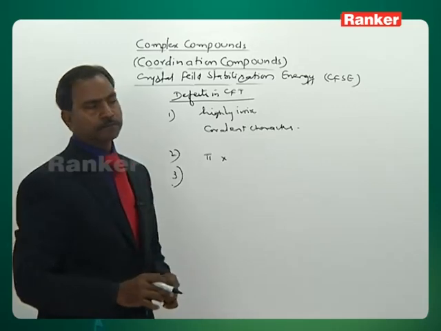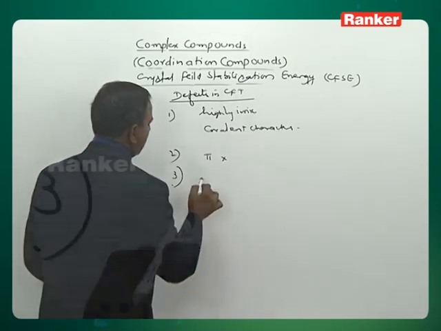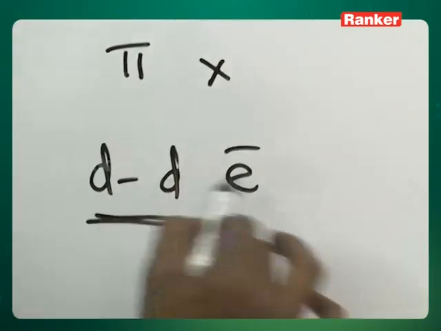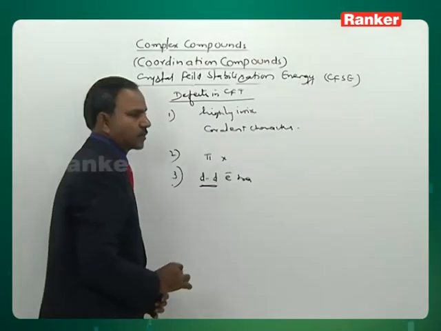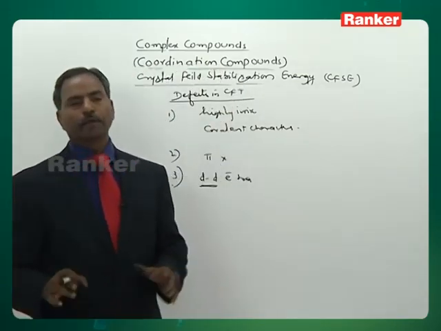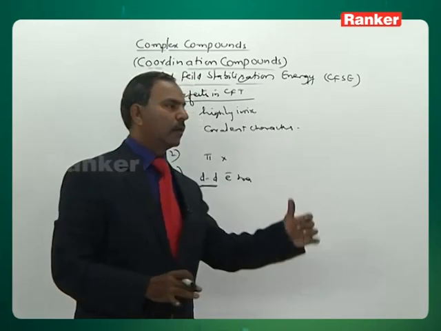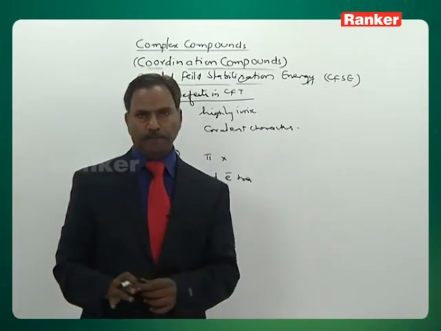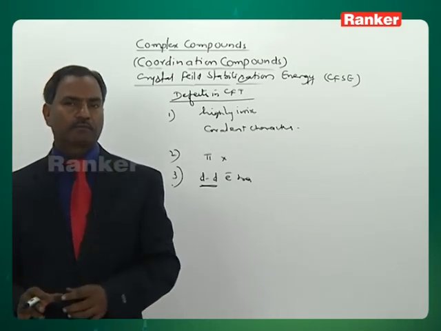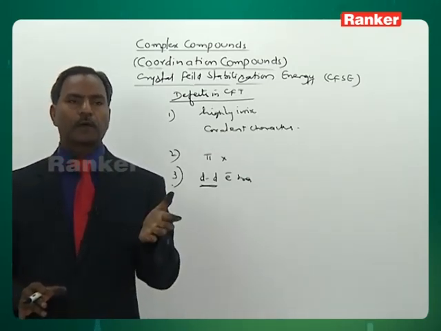Coming to the third, this theory explains color properties according to d to d electronic transitions. Based on d orbital to d orbital electronic transitions only, we can explain the color properties in CFT. But what does that mean? There should be at least one unpaired electron in the d orbital. No unpaired electron, no color.